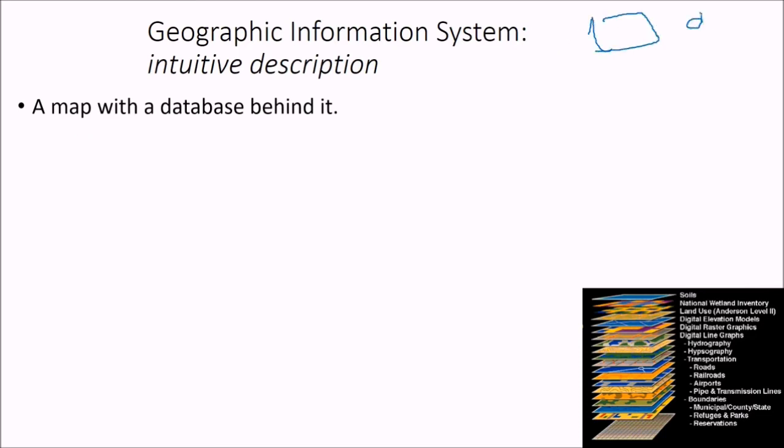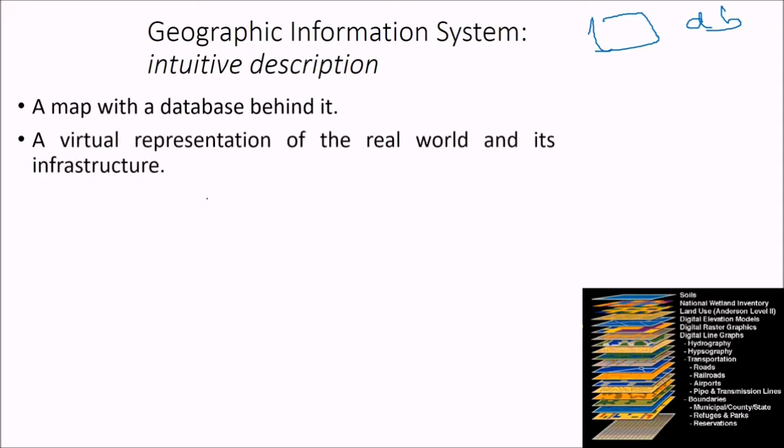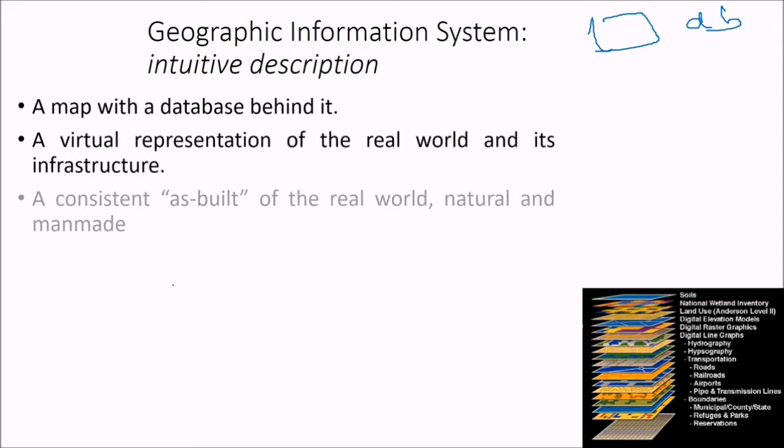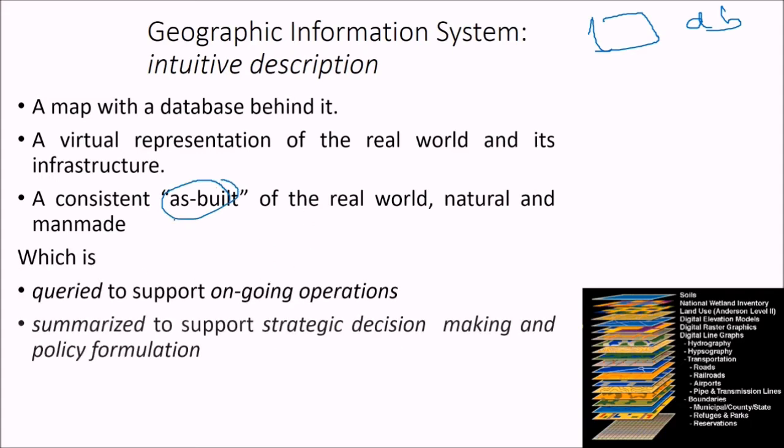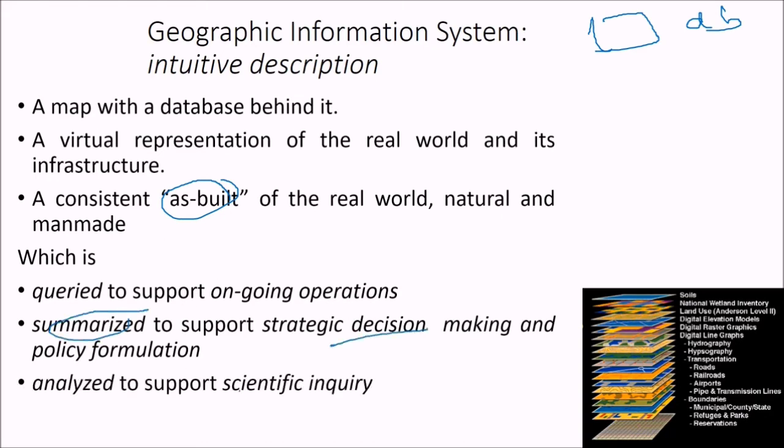Geographic information system, the intuitive description would be a map, in a simplistic way, a map with a database behind it, a virtual representation of the real world and the infrastructure, a consistent as-built of the real world, natural and man-made, and which is queried to support certain ongoing operations, and which is summarized to support certain strategic decision making and policy formulation, and analyzed to support the scientific inquiry.